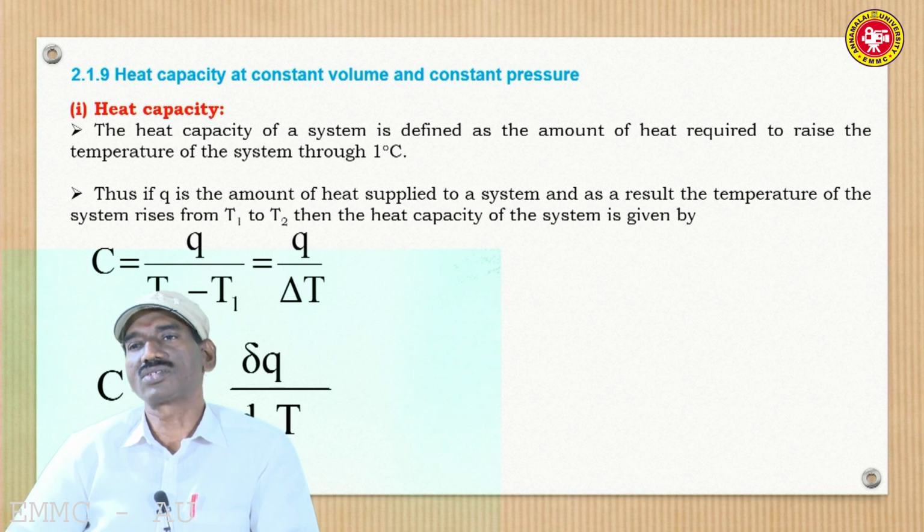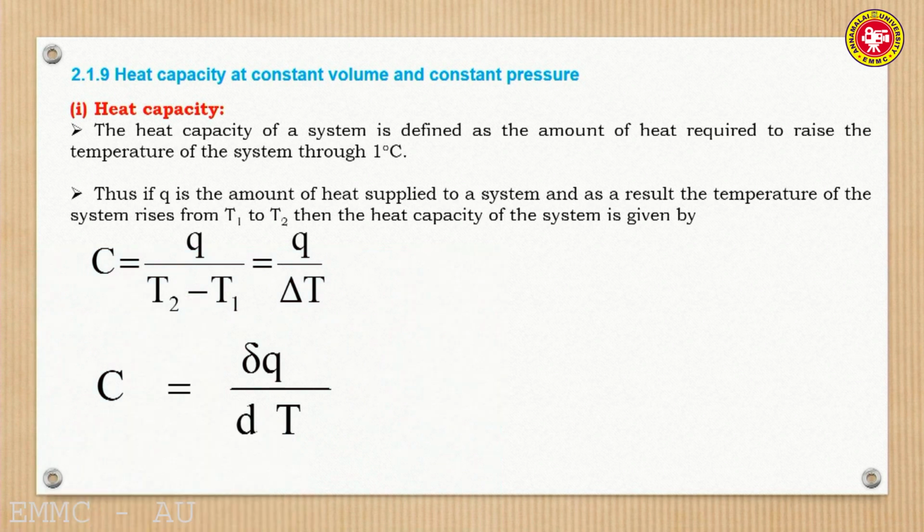Heat capacity at constant volume and heat capacity at constant pressure. Heat capacity: the heat capacity of a system is defined as the amount of heat required to raise the temperature of the system through 1 degree centigrade. Thus, if Q is the amount of heat supplied to the system and as a result the temperature rises from T1 to T2, then the heat capacity is given by C = Q/(T2 − T1). The temperature difference may be denoted by ΔT, so C = Q/ΔT, or C = δQ/dT.